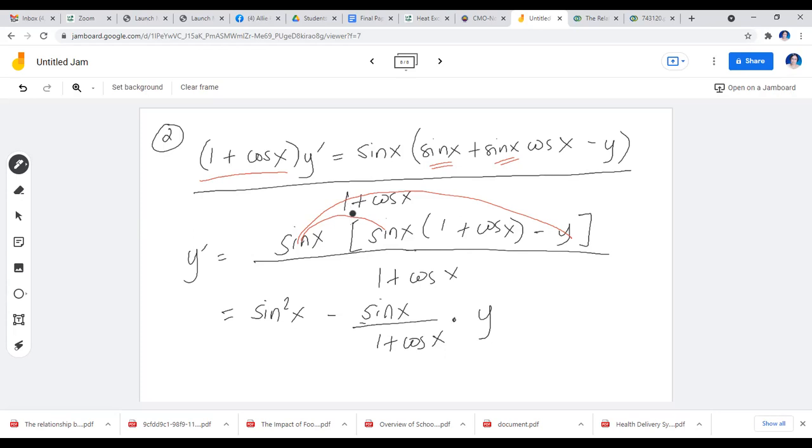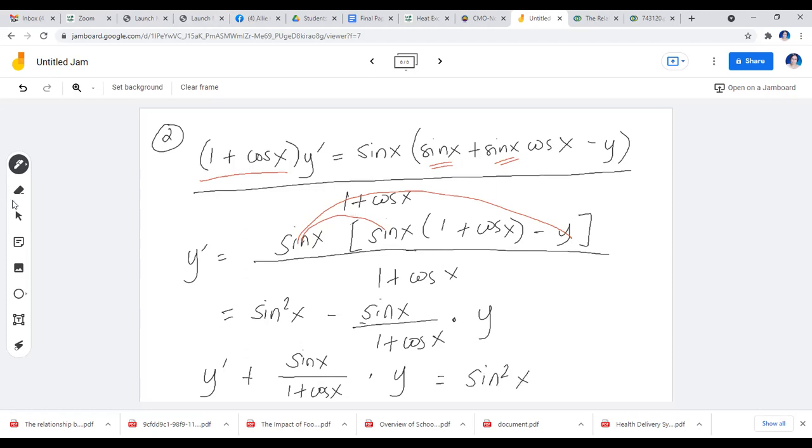Now, this doesn't look linear, but when I rewrite again, I will have my derivative here. I like to transfer this on the left side. So it is negative here, so that would be positive here now. So it is sine of x over 1 plus the cosine of x times y. And what is left on the right side is just the sine squared of x.